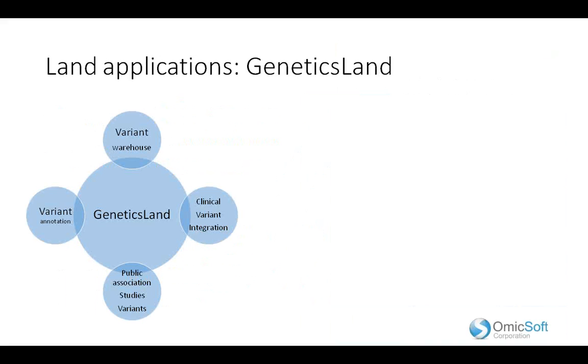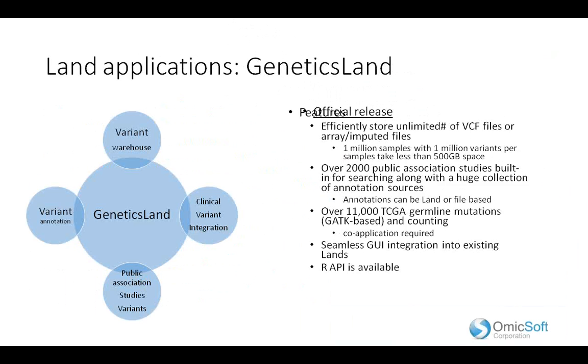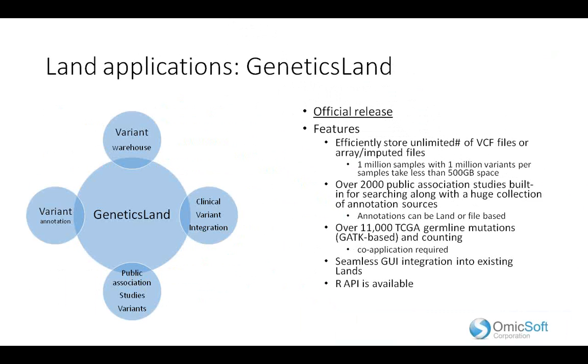So GeneticsLand will be launched next. I won't talk about too many details, but I want to mention that as part of GeneticsLand, we have 11,000 already done, and the goal is to finish all the 22,000 TCGA Gemini mutations as part of the land. Also, the R API and Web API are part of the land. For the details and a live demo, please see the next presentation.